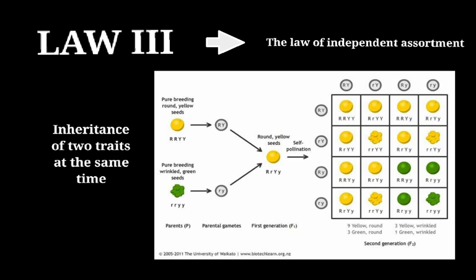In the second generation there were 4 different phenotypes that were 9 yellow and smooth, 3 yellow and wrinkled, 3 green and smooth, and 1 green and wrinkled. The conclusion of this law is that alleles for different traits are inherited independently and are randomly combined.